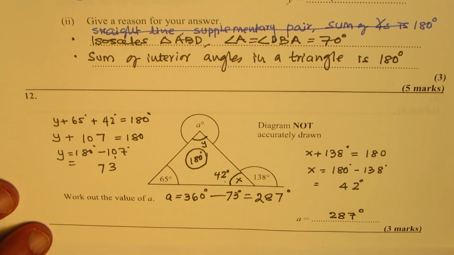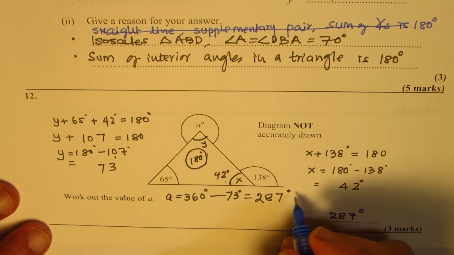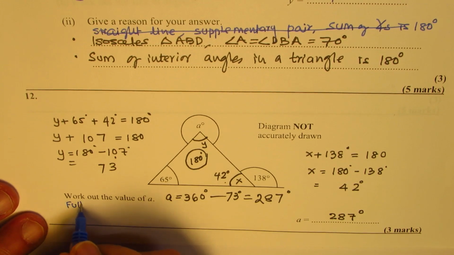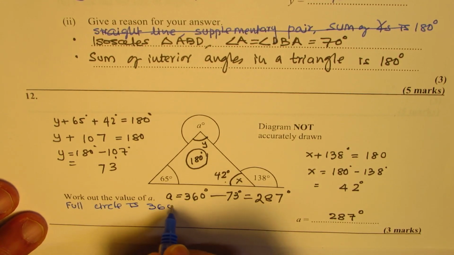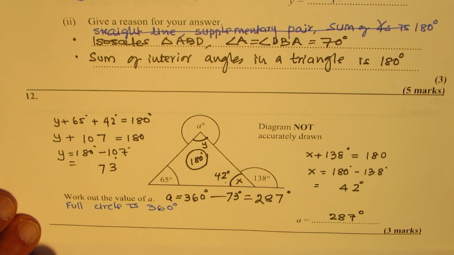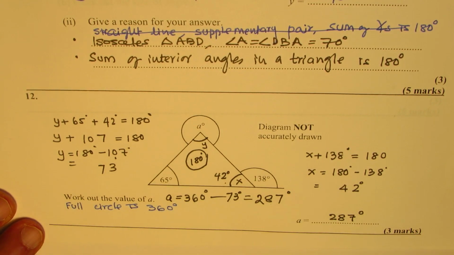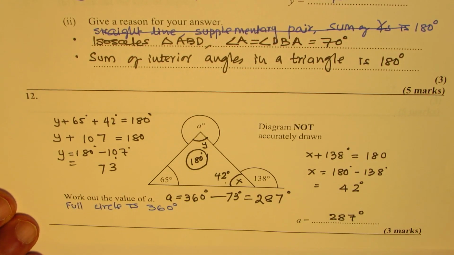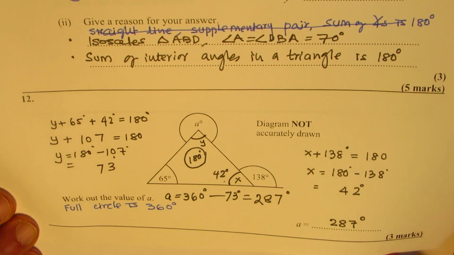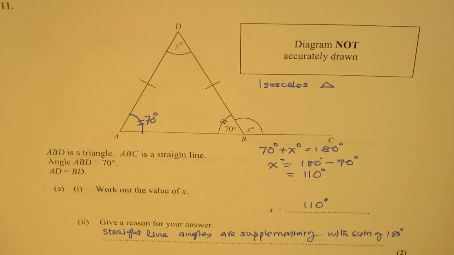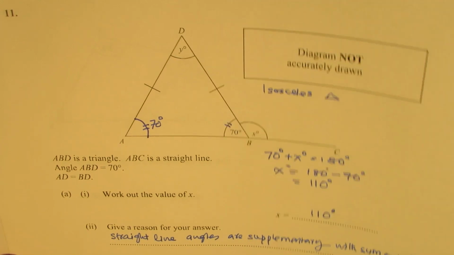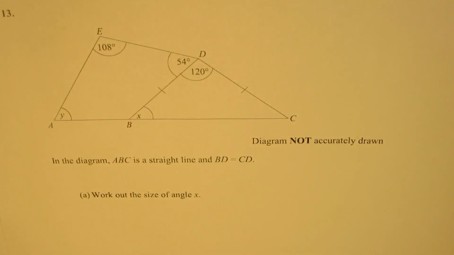And the reason for this is a full circle is 360 degrees. Since a full circle is 360 degrees, we found the value of angle A, correct? As 360 minus the vertex angle y. Is that clear? The last question here is question number 13.